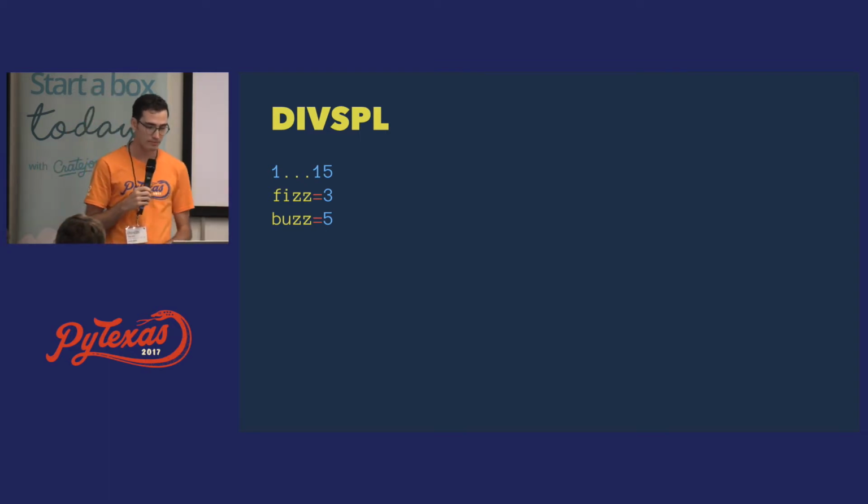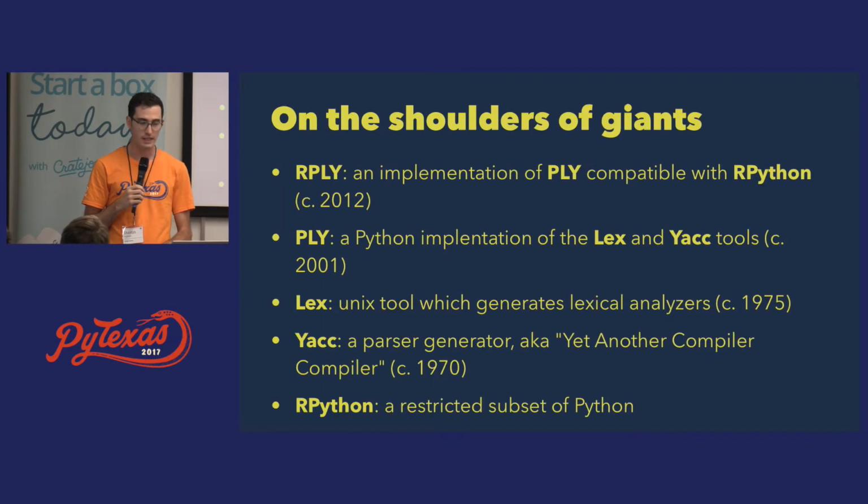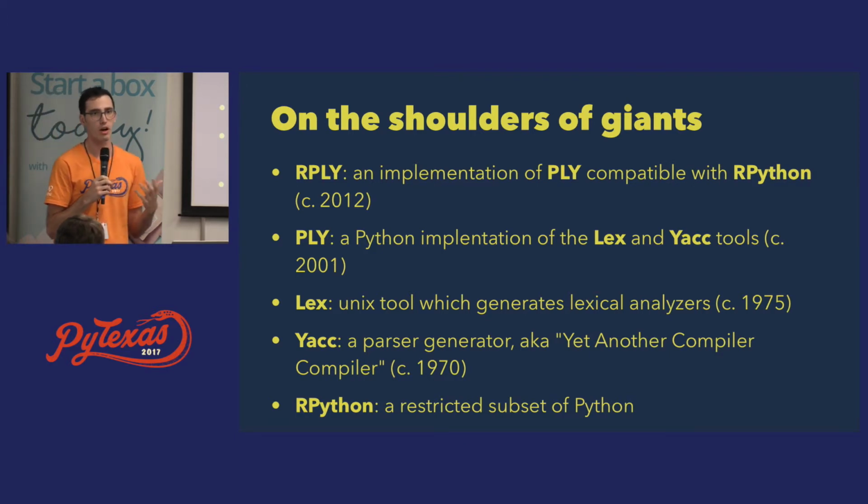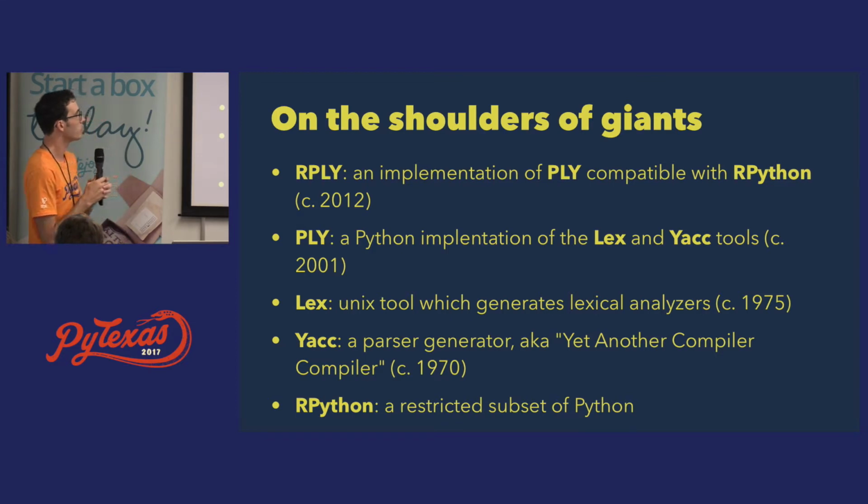I did it in Python, and I have to say that I didn't do it from scratch. This is all sort of on the shoulders of giants. There are all sorts of tools and frameworks that can help you write your own languages. Starting with the most recent one, what I use is something called RPLY, which is an implementation of Ply. Ply is a re-implementation of two really old Unix tools called Lex and Yacc. Lex is for lexical analyzers, and Yacc is Yet Another Compiler Compiler. So these are all re-implementations of old tools.